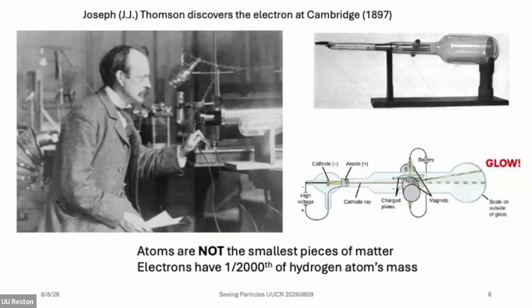And by comparing the strength of the electric field and the magnetic field, he could work out the mass of these particles that were going through the so-called cathode rays, and conclude that they were indeed particles that have about 1/2000th of the mass of a hydrogen atom. So he discovered the first fundamental particle, the electron, that's much smaller than atoms, and atoms are not, therefore, the smallest pieces of matter.